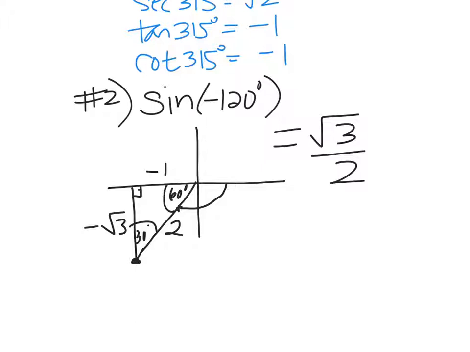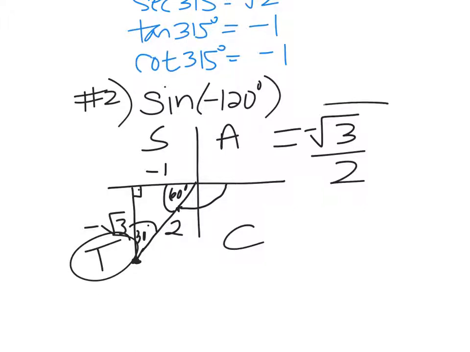You can remember that we're in quadrant 3 now, and in quadrant 3, only tangent is positive. So you would want to just put a negative symbol there if you don't remember. Okay?